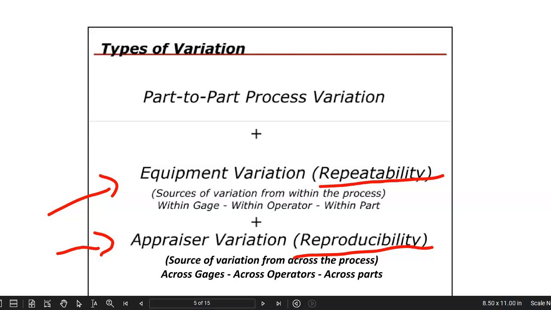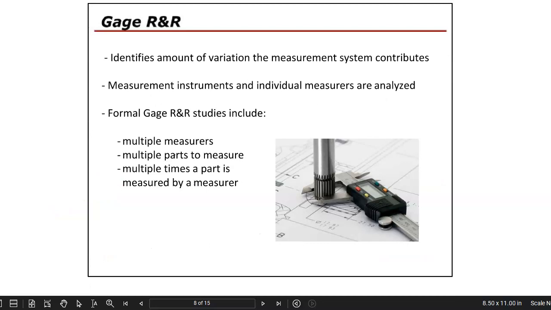What we want to do in a Gage R&R study is limit the amount of variation that's due to the measurement system itself. In a formal Gage R&R study, we'll typically have multiple measurers measuring multiple parts, measuring those parts multiple times in a randomized order. And then we'll create an experiment in which we randomize the measurers and the parts that they'll be measuring, and we'll do it multiple times. The result is a formal Gage R&R study. Technically, it's a form of a design of experiments.